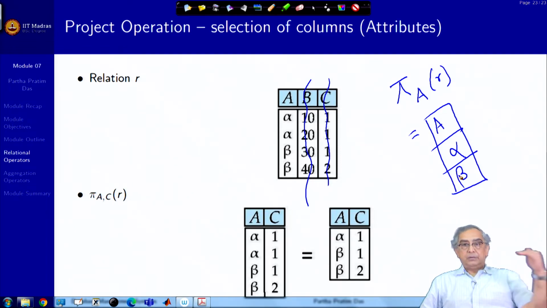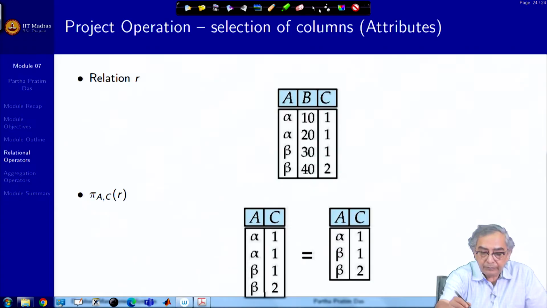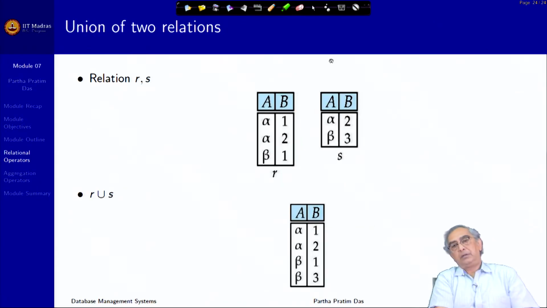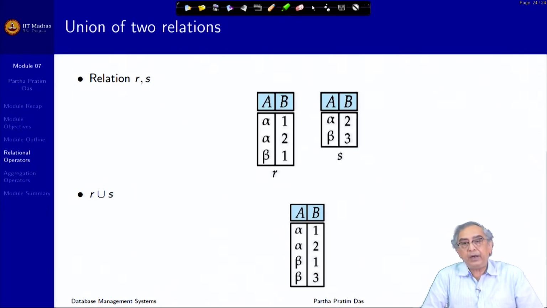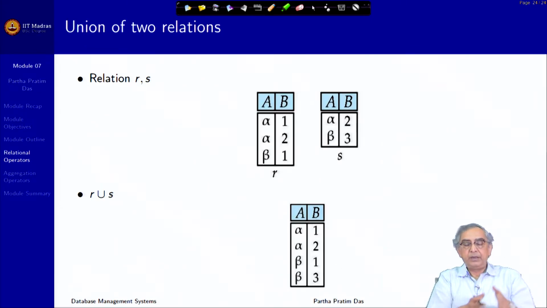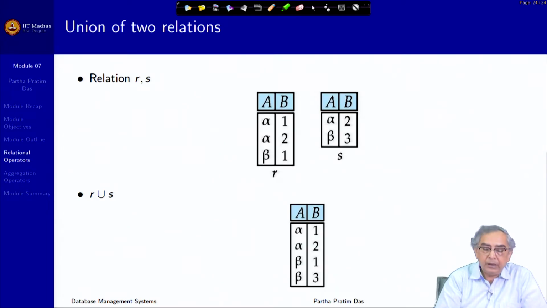So, that is the basic principle of projection. We know horizontal cuts, we know vertical cuts. Let us go to the next one. This is a more classical set theory operation, that is union. If two relations have identical sets of attributes, then you can take their union. Obviously, if this is attributes A B, and that is attributes C D, you cannot do a union. If you do a union, what will happen?